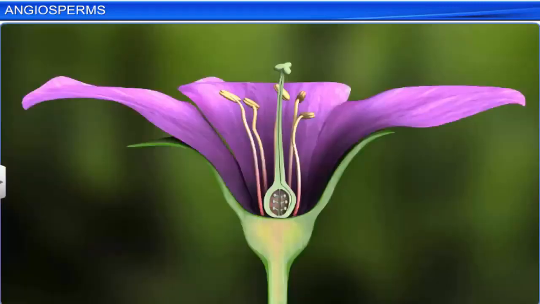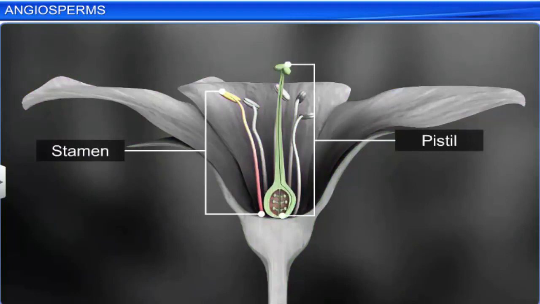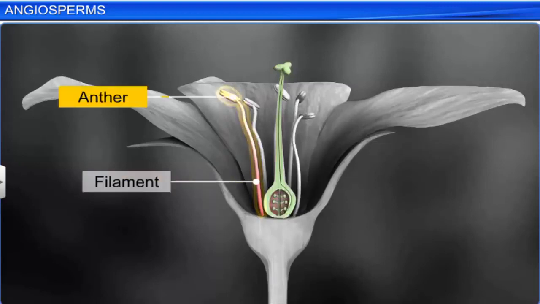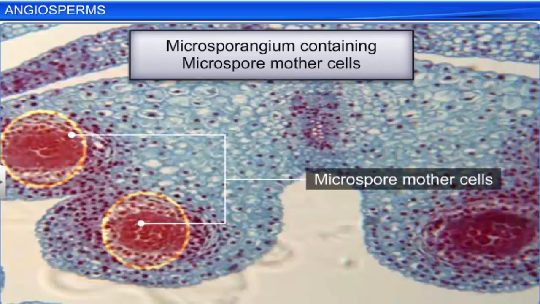A typical flower of an angiosperm contains the stamen and the pistil, the male and female sex organs respectively. The stamen consists of two parts, filament and anther. The microsporangia inside the anther contain the microspore mother cells.